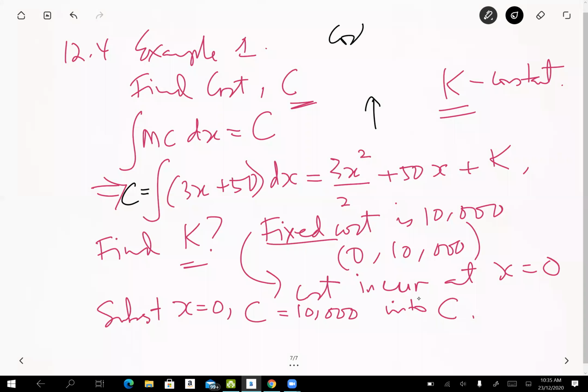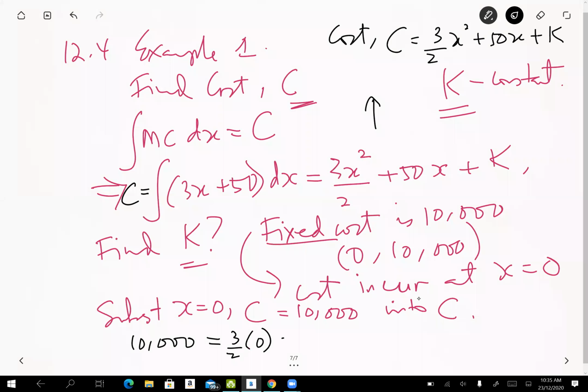you say the cost function c is equal to 3/2x squared plus 50x plus k. Now you want to find the constant k. So what you do, you substitute. What do I get? I get 10,000 equal to 3/2 times 0 plus 50 times 0 plus k. So therefore, k is 10,000. All right. So k equal to 10,000.